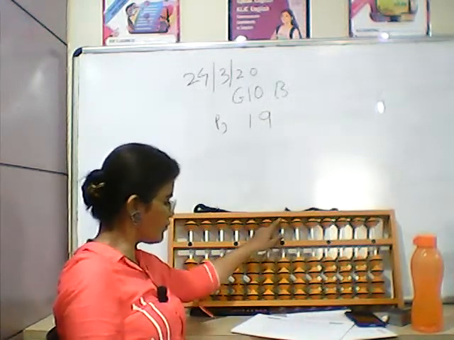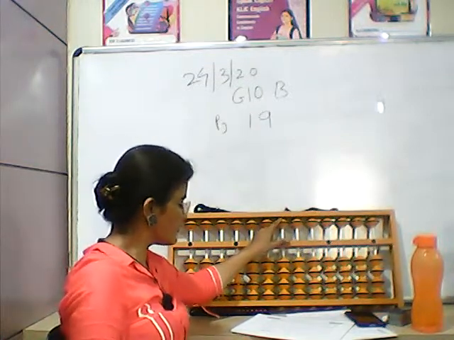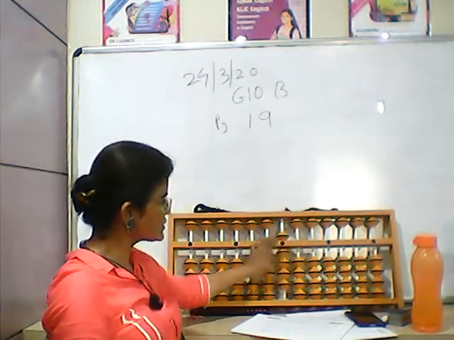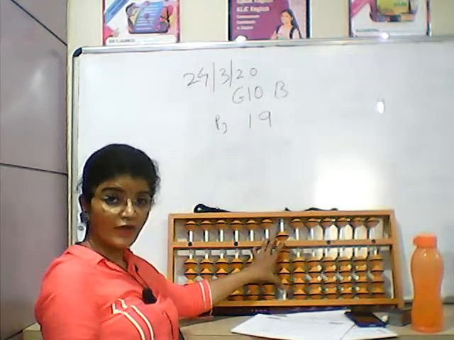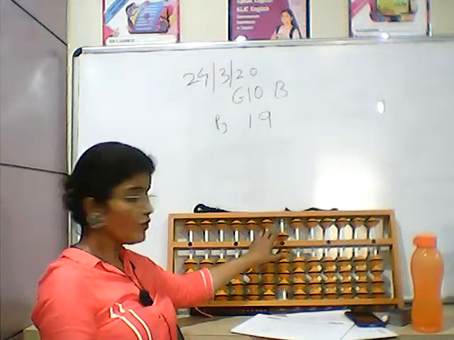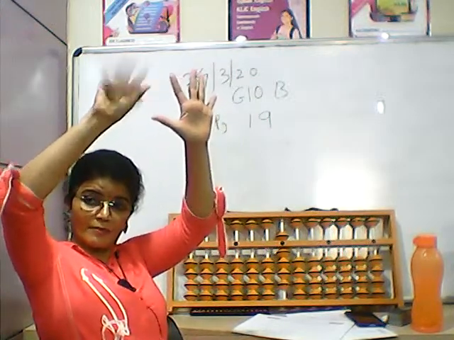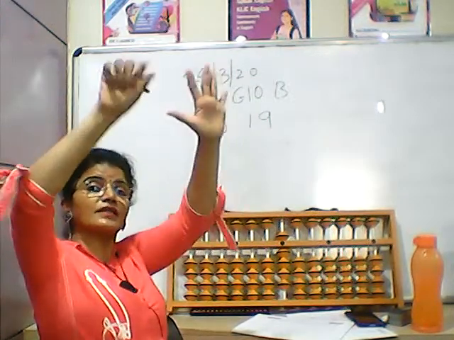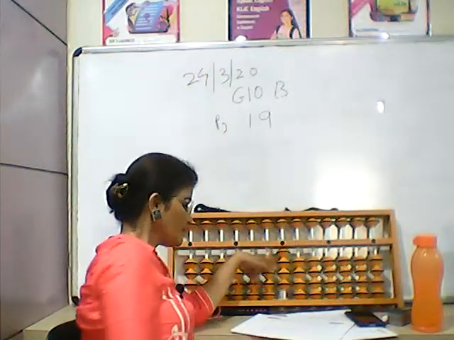Sum number 4. 9. 5 and 4, close action. 5. Can you do 5 directly? No. With the help of big friend 10. Minus 5, plus 10, minus 5, plus 10.